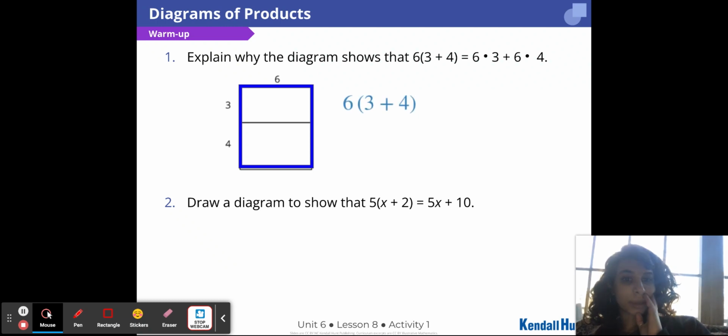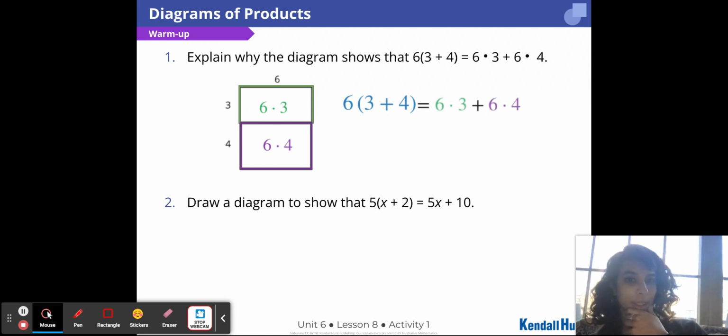And so one way of thinking about it is 6 times 3 plus 4. Another way of thinking about it is 6 times 3, which is your first rectangle, and 6 times 4, which is your second rectangle, right? Sometimes it's easier to take the area of the parts rather than the whole. And so you can think about it as 6 times 3 plus 6 times 4, right? Giving me my total area, right? Addition, my total area. 6 times 3 plus 6 times 4.